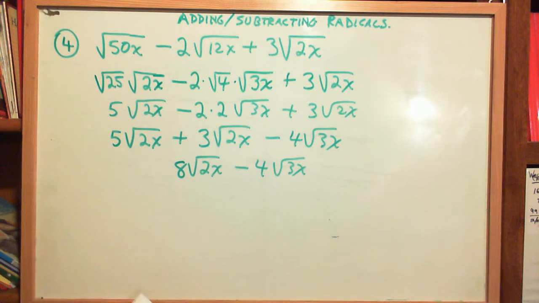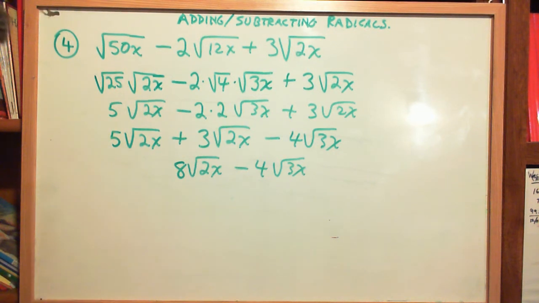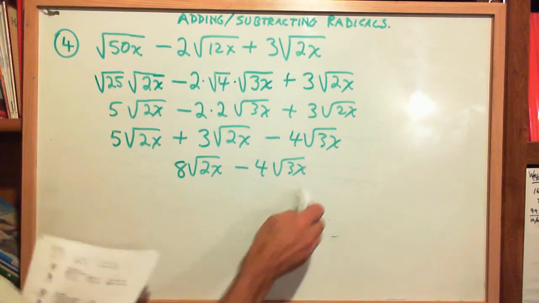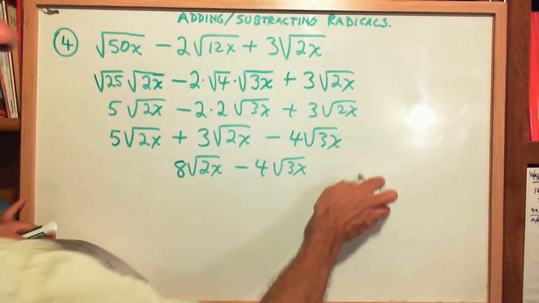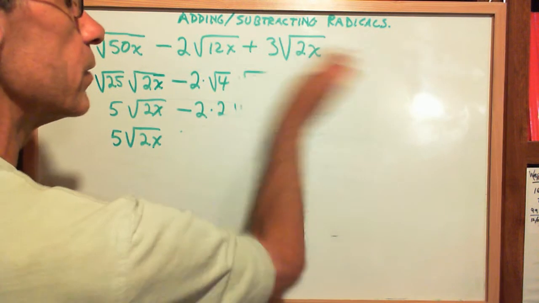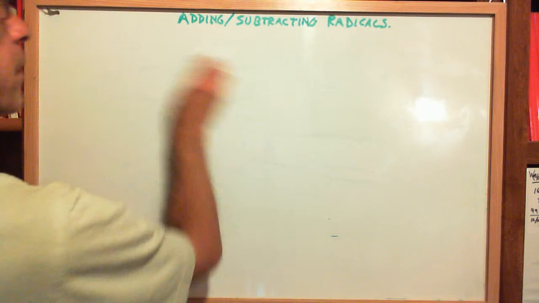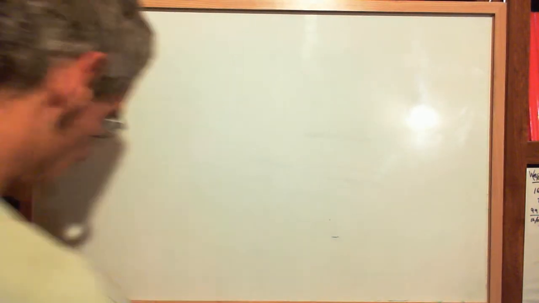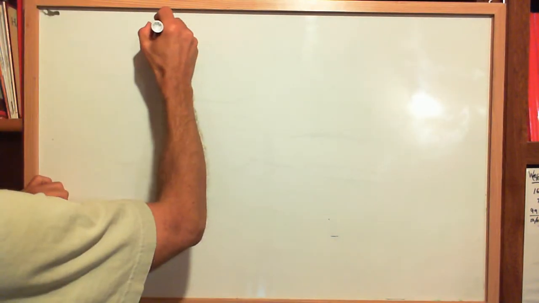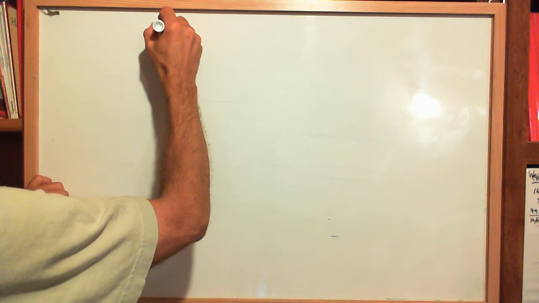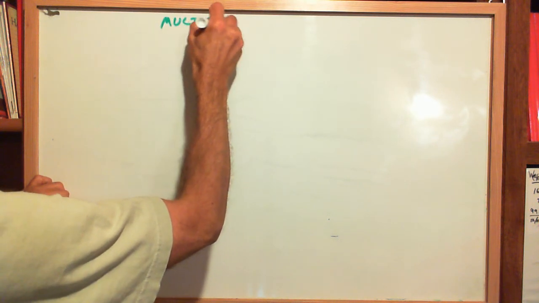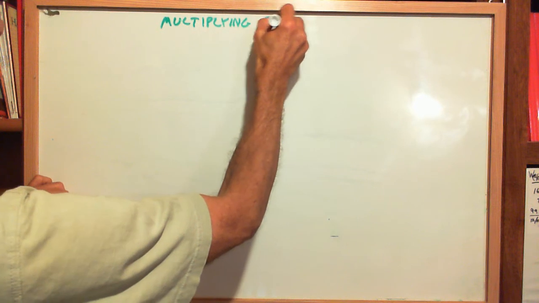Absolutely nothing else. I think that's probably enough on adding and subtracting radicals. But I am going to add one more thing. I'm going to do a couple of things on multiplying too. This is all review now, so it shouldn't be too bad. Now we're going to do multiplying radicals. We've already done dividing, right? So all we have to do now is multiply radicals.